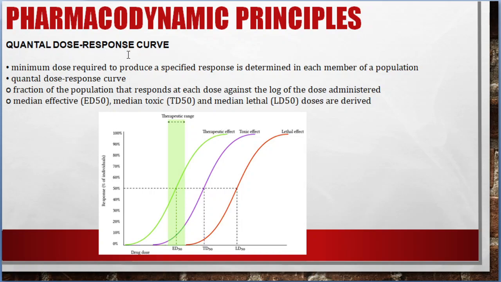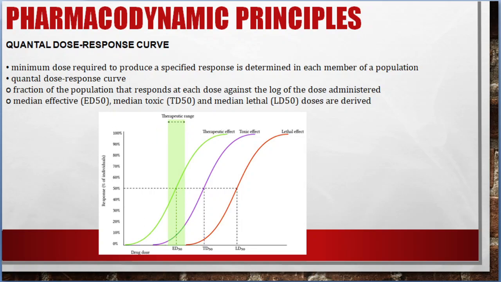This quantal dose response curve, this is the minimum dose required to produce a specified response, is determined in each member of a population. Your quantal dose response curve, fraction of the population that responds at each dose against the logarithm of the dose administered. Meaning, this is where your median effective dose, median toxic dose, and median lethal dose are being derived. So dito na di-derive yung mga effective dose, toxic dose, and your lethal dose based sa quantal dose response curve.